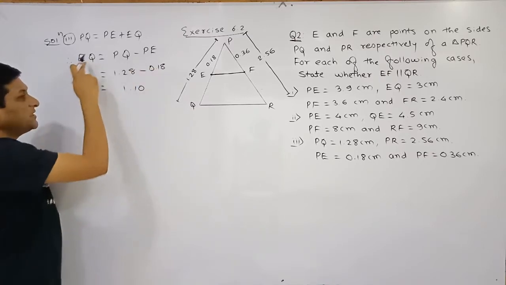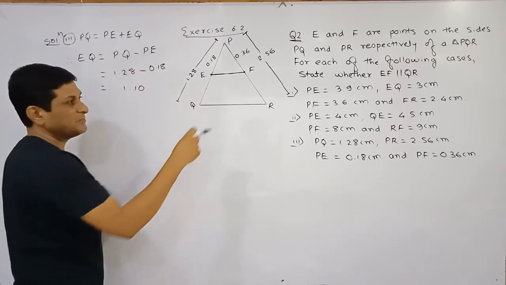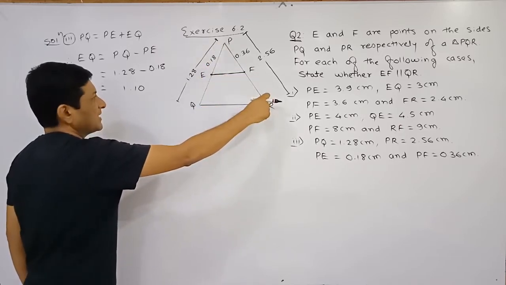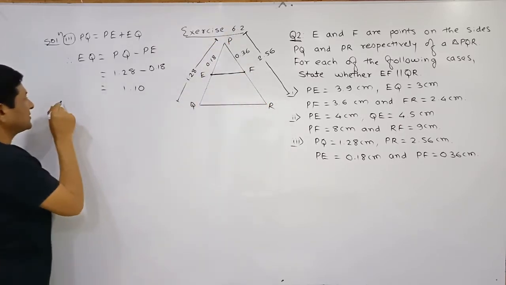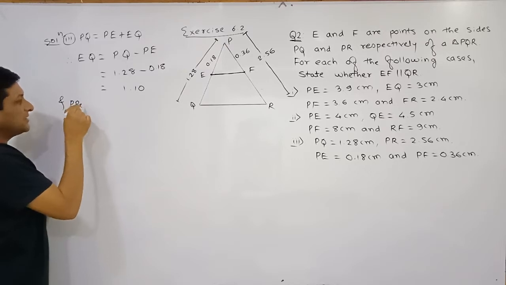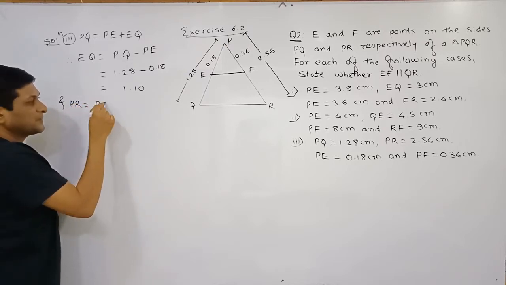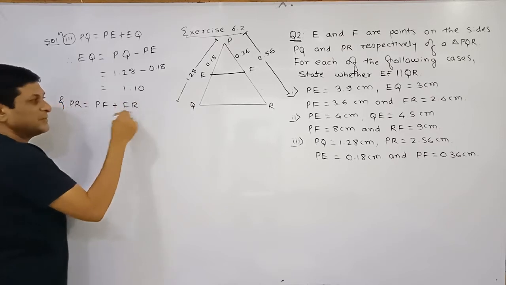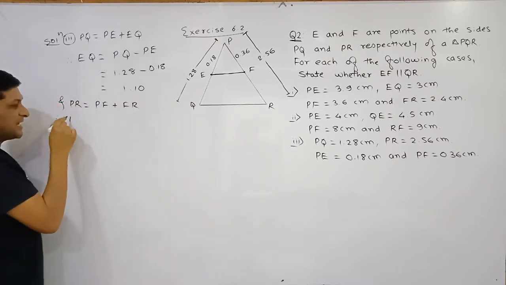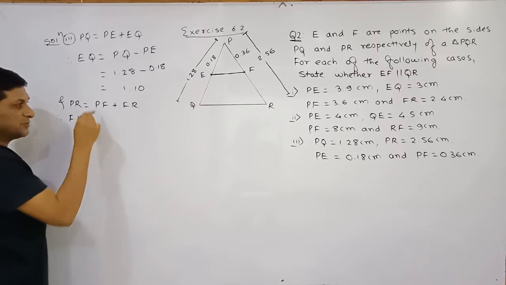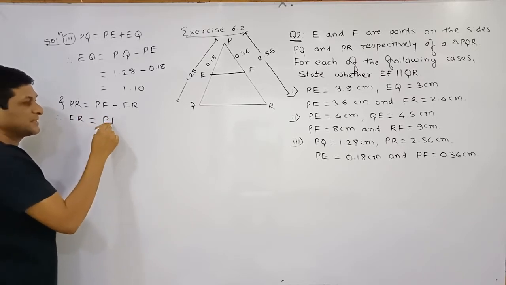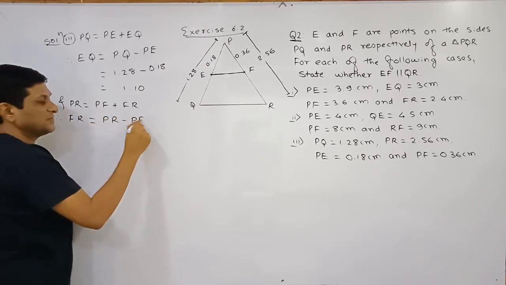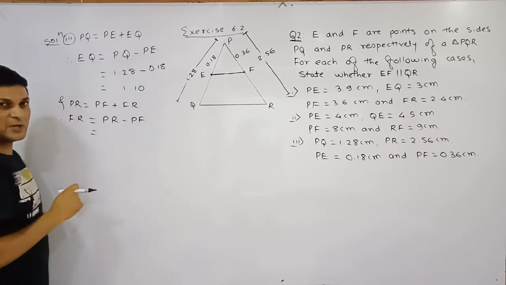So once the value of EQ is known to us, the same method can be applied to find FR. Here PR is equal to PF plus FR. Our aim is to find the value of FR. So we can say that FR is equal to, this plus term on this side will become minus, so PR minus PF. Now substitute the values.